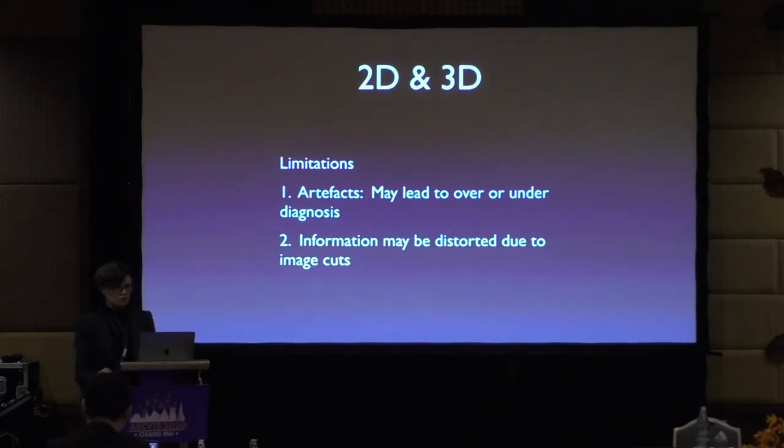When we do 2D and 3D, there are certain limitations that you do need to be aware of. There are a number of artifacts that can either lead you to overdiagnose or underdiagnose problems. And you can also distort the information depending on your image cut. So if you don't get an appropriate image cut, you might think that the valve leaflets are not opening symmetrically, when in fact, if you rotate around, you can see that they are.